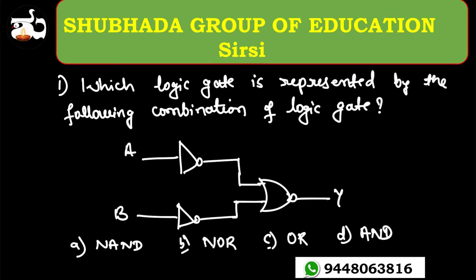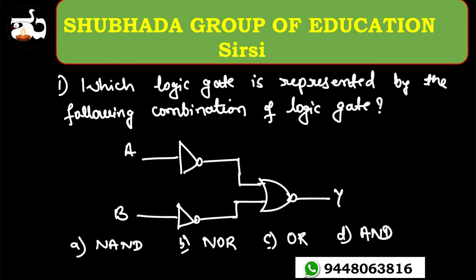So here's a problem on logic gates. Which logic gate is represented by the following combination of gates is the question. Option A NAND gate, option B NOR gate, option C OR gate, option D AND gate.